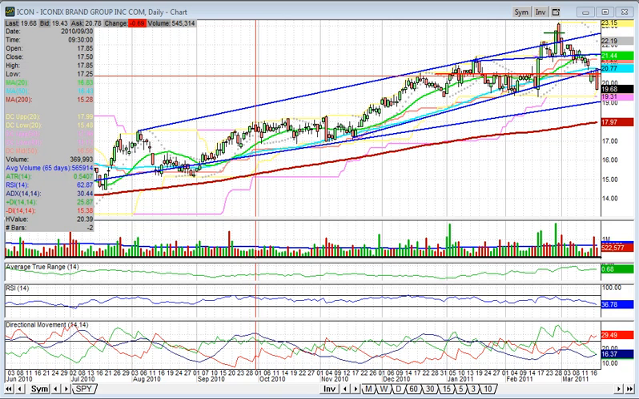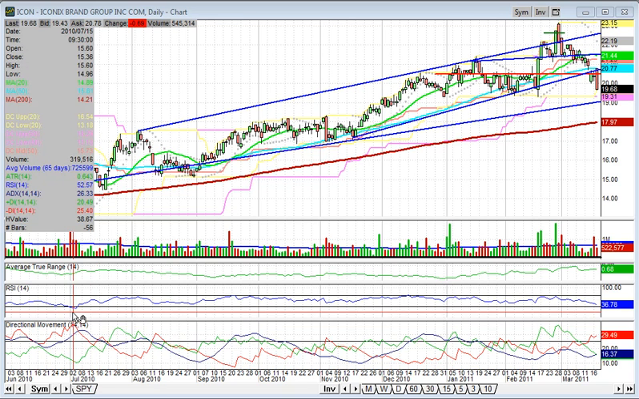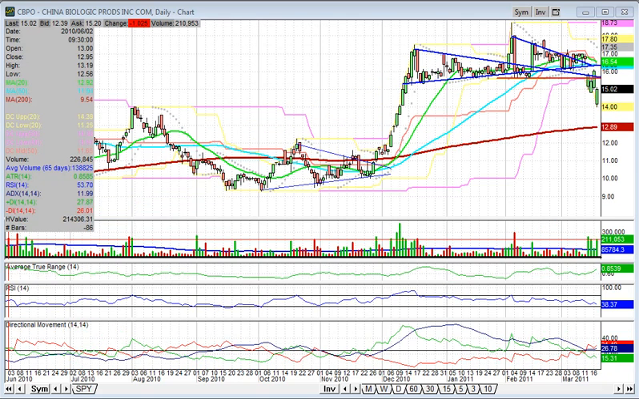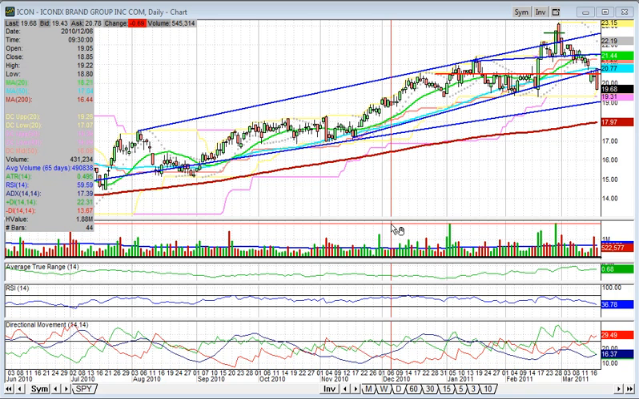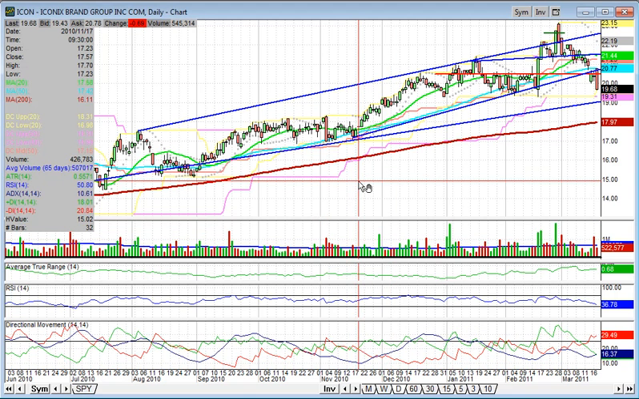I have the next two stocks in this installment to review, and they are ICON and CBPO. I want to take a quick look at something here. They're both on a similar time frame. CBPO was about a month before ICON.